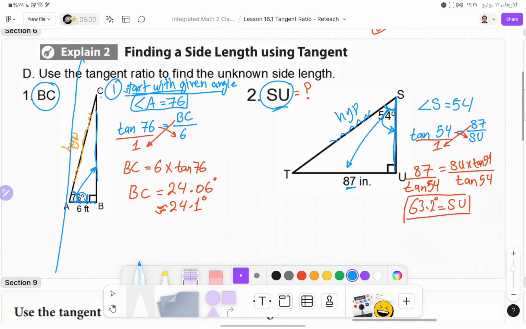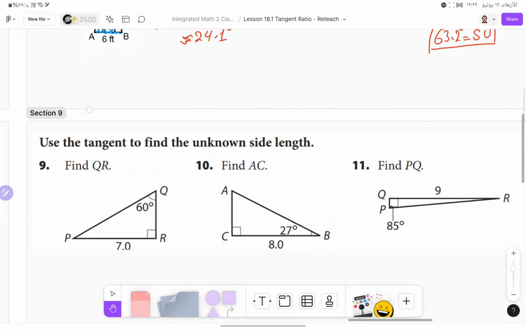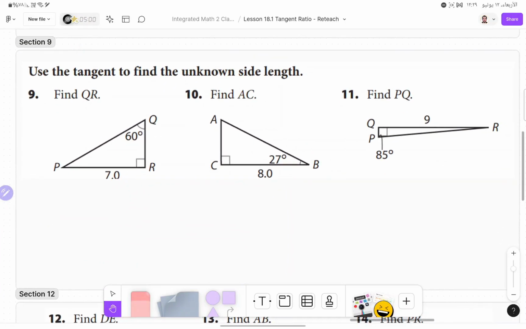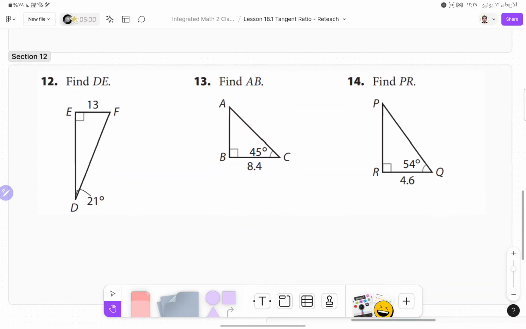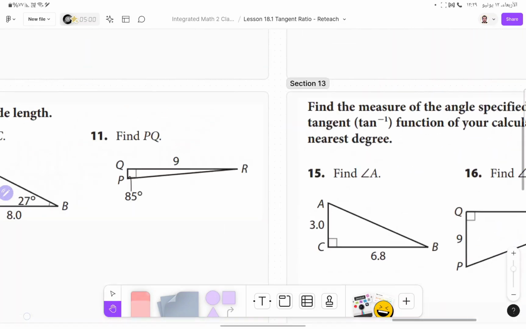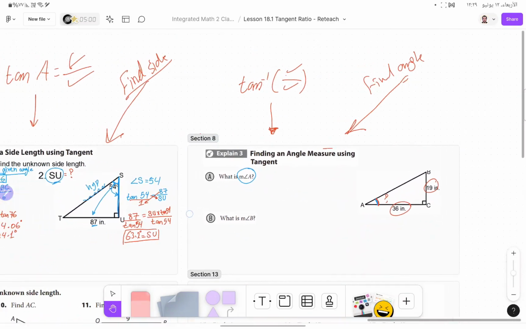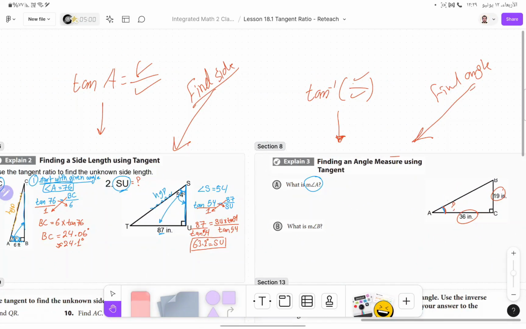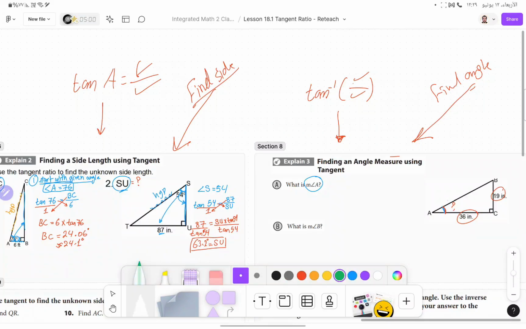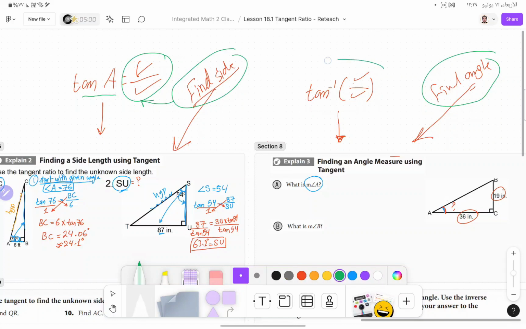Now it's your turn. Sorry, let me erase this. Try to solve these 3 questions, and if you finish them, please try to practice also on these 3 questions. Now let's go to the other side. As I told you, don't forget, if the question asks you to find the side, we have to use this way, tan A, then the right ratio. If the question asks you to find the angle, you have to use the inverse of tan and you write it on both sides.